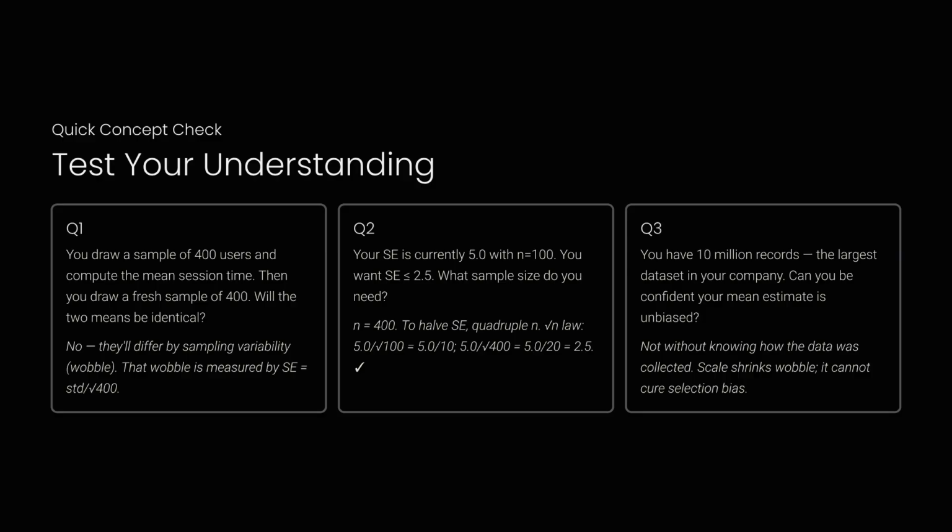Let's do a quick check. If you have 10 million records, are you automatically unbiased? No. Scale only shrinks wobble. It cannot fix a systematic design flaw in your sampling.